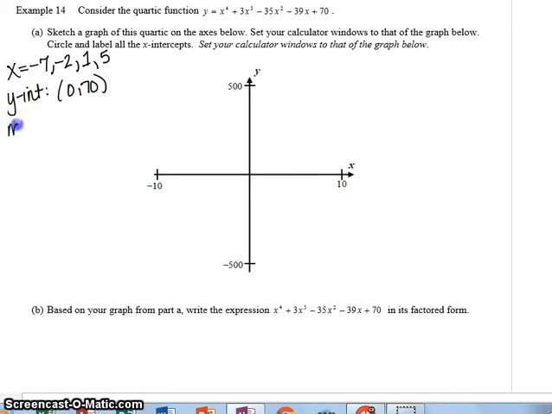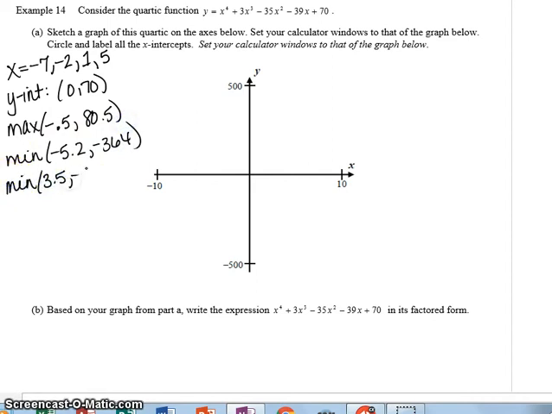And then I have one max on here. The max is at -0.5, 80.5. And then I have two separate mins. One is at -5.2, -364, and the other min is at 3.5, -217. Okay, so that's everything in the graphing calculator. Now it's just making your scale appropriate here.